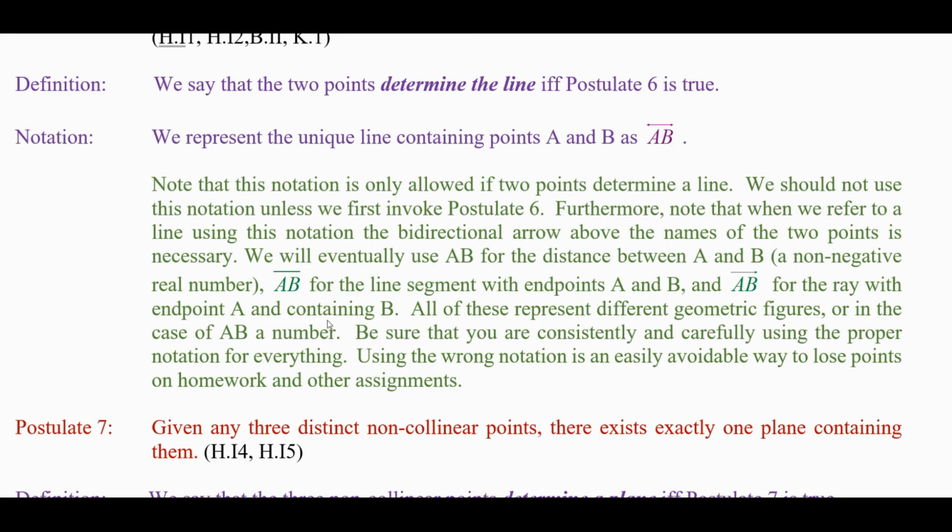Okay. I think I already said all this stuff. So again, this is line AB. Later on, this is going to be line segment AB, ray AB. Those are 3 different geometric figures. And then we have AB, which is just a number, which is not a geometric figure at all, but rather a real number. And that's going to be the distance from A to B. So be careful that you're consistent about this. This is a really easy thing to get right if you just pay attention. So it's a matter of paying attention to detail.